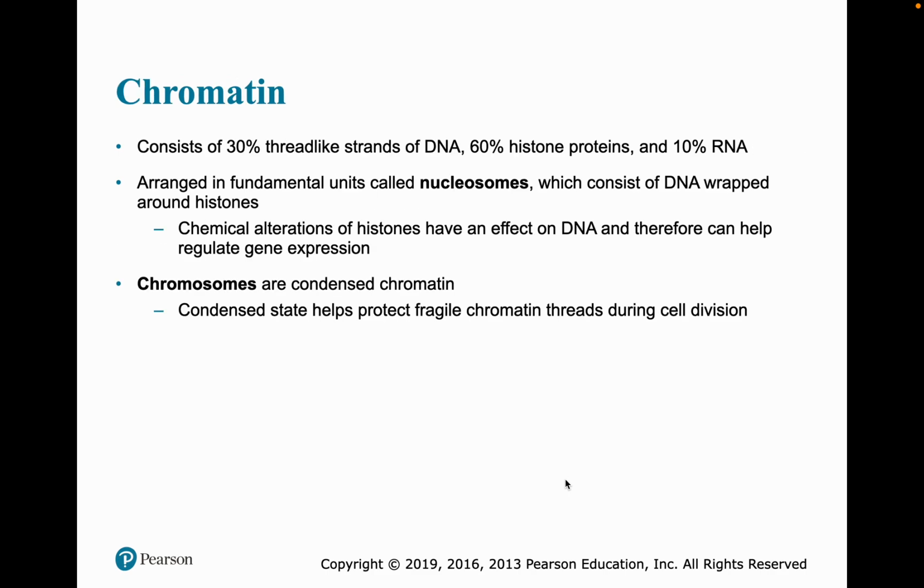The chromatin is about 30% DNA and 60% histone proteins, with a little bit of RNA in there as well, being transcribed. It's arranged into fundamental units called nucleosomes, in which the DNA is wrapped around a histone. The chemical alterations of the histones can have an effect on expression of genes. We're learning more and more about that every day. And that chromatin will be condensed into chromosomes during the process of cell division.